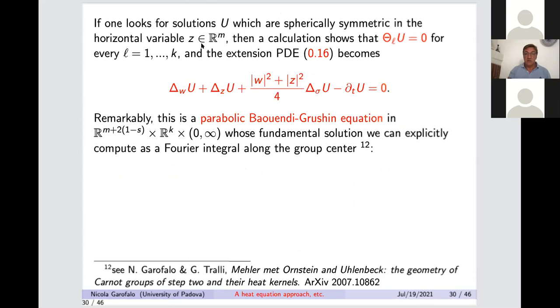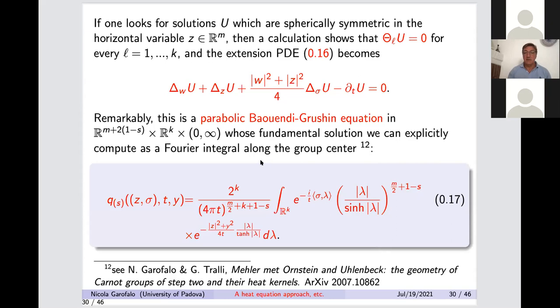Wow, once you look at this, this is a parabolic Baouendi-Grushin equation, and we could compute in this paper explicitly a fundamental solution in terms of a Fourier integral along the group center. And here it is. So we have an explicit fundamental solution for the parabolic extension operator in the conformal case.